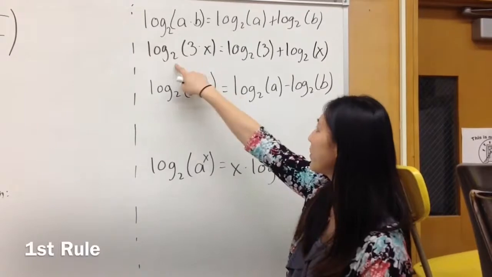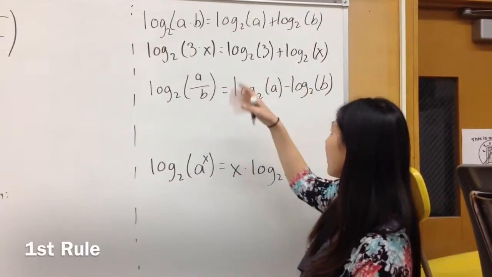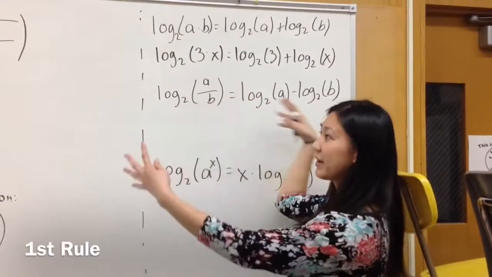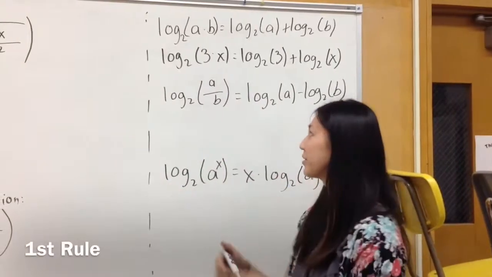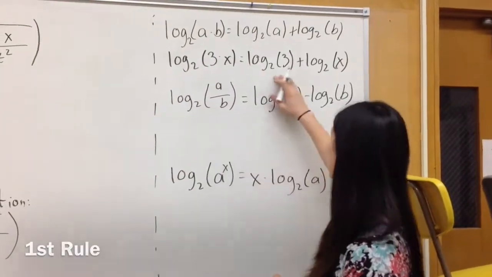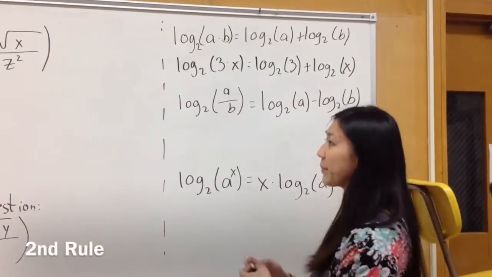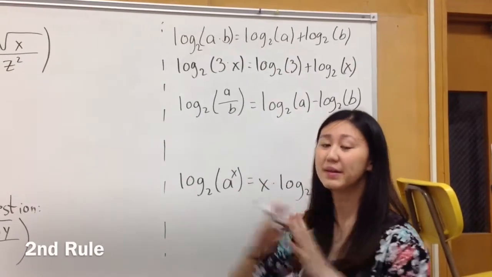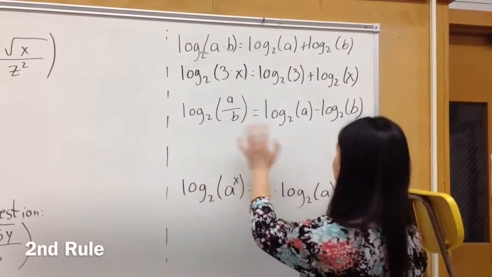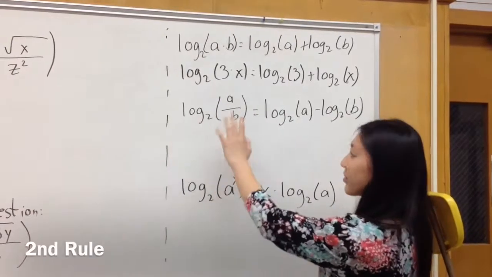Notice how all the bases stay the same, and the only thing that's changing is that we're breaking it up, expanding it into more logs. The purpose of expanding is to break it up into as many logs as possible, so that's what's happening here. This is our second rule.